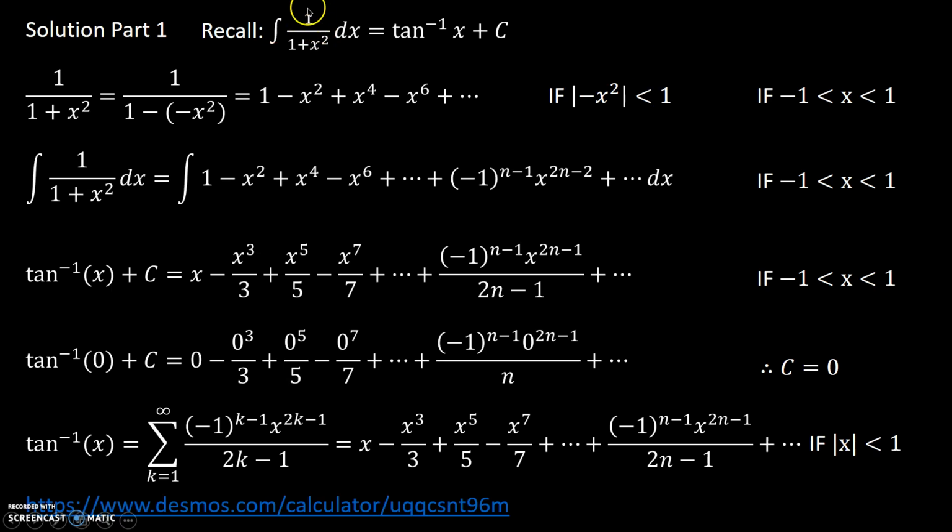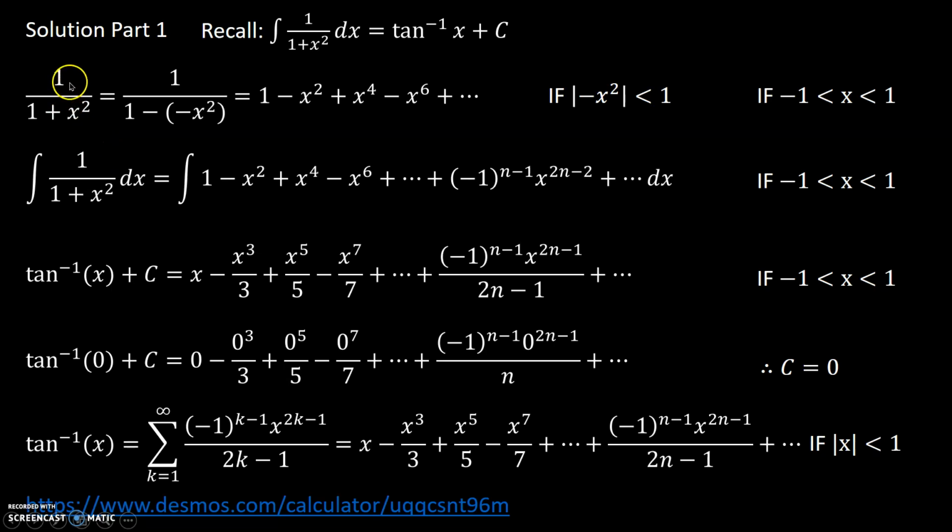So recall that the antiderivative of 1 over 1 plus x squared is the arctangent of x plus c. Knowing that, 1 over 1 plus x squared, I can rewrite plus as a minus a negative, and now I have that a over 1 minus r form. That gives me the geometric series starting at 1 with a negative x squared as r, and the limitation, of course, that the absolute value of r is less than 1.